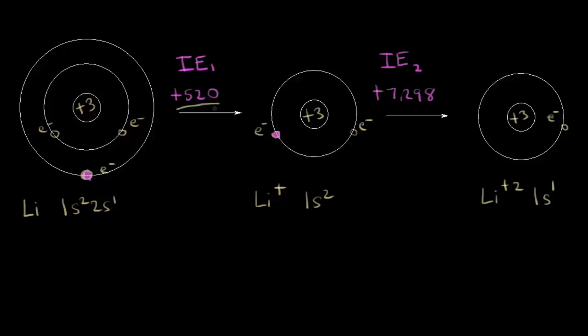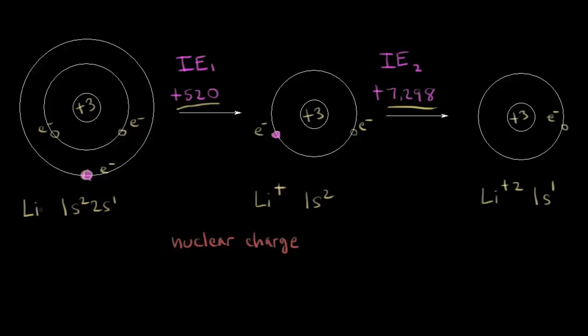So 520 versus 7,298. So let's see if we can explain the reasoning for this extremely large difference in ionization energies. And we're going to use the 3 factors that we've talked about in the previous videos, right? So the first factor we discussed was nuclear charge, which refers to the number of protons in the nucleus.